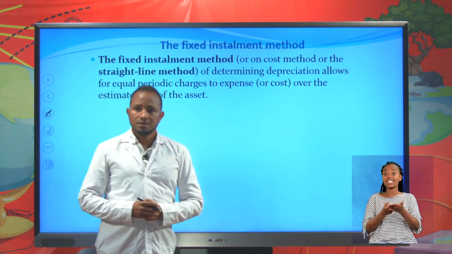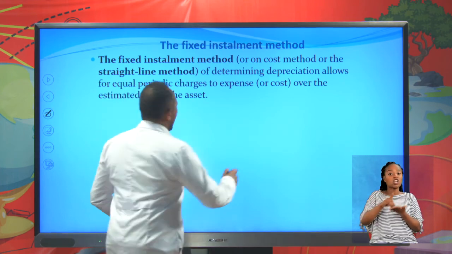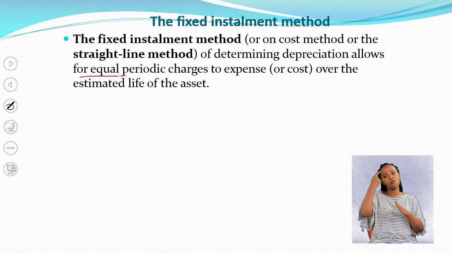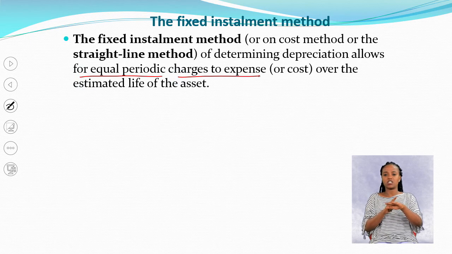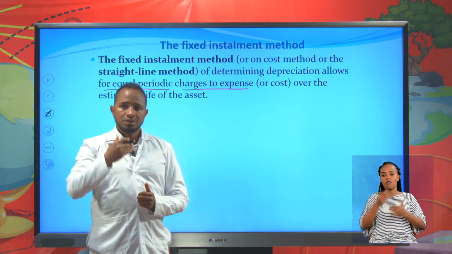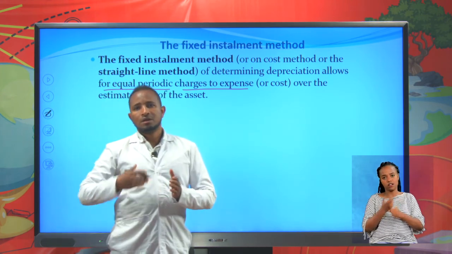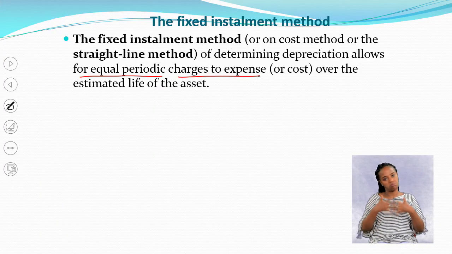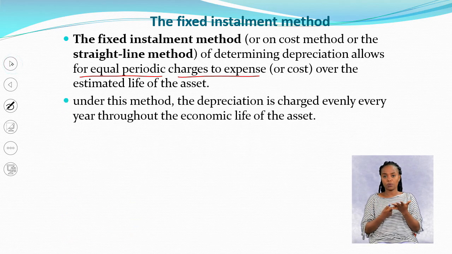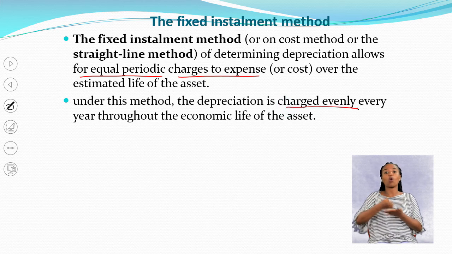So in this method, the depreciation allows for equal periodic charges to expense over the estimated life of the asset. It means it allocates the depreciation amount equally for every year throughout the life of the equipment. So under this method, the depreciation is charged evenly every year throughout the economic life of the asset.